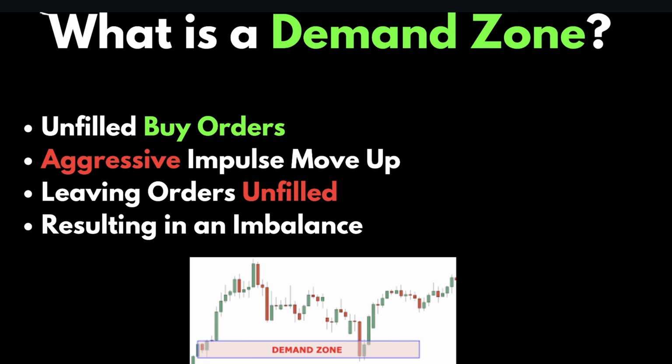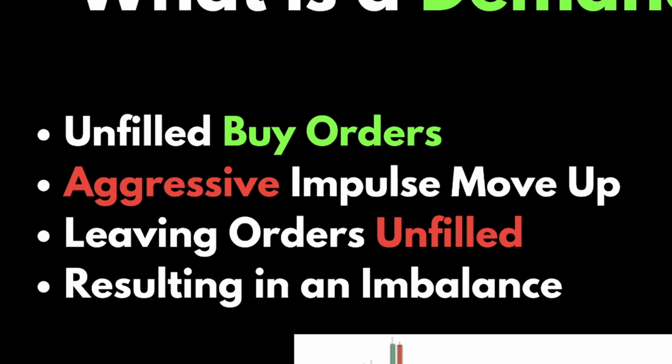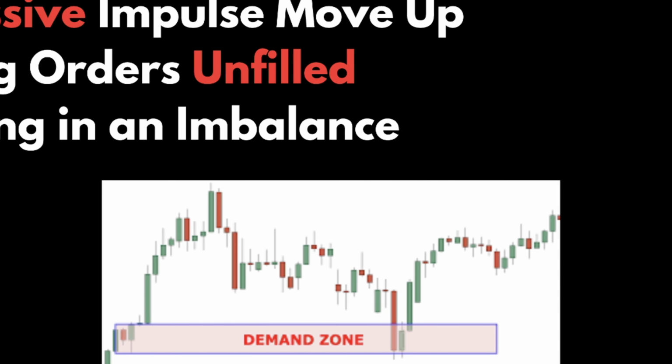A demand zone is an area of buy orders that the market has left unfilled. This happens as a result of the market aggressively moving to the upside, which leaves those orders unfilled. As we can see in this example right down here, the market made a sharp move to the upside, leaving orders unfilled down here. Price returns down to the area, fills the orders, and makes the next move up. As a result of this aggressive move up, this leaves an imbalance in the market and is an area that price will likely retrace to, which we can use to our advantage to look for a low risk long entry.